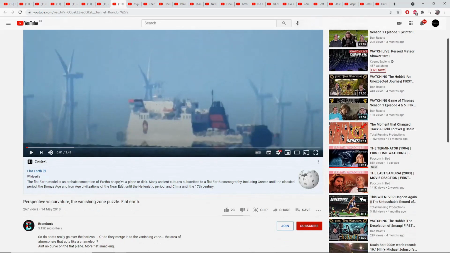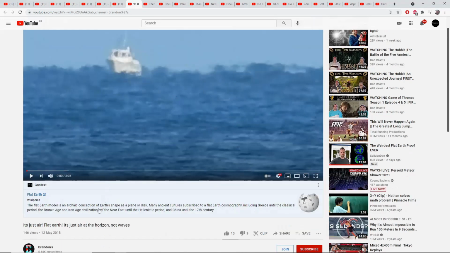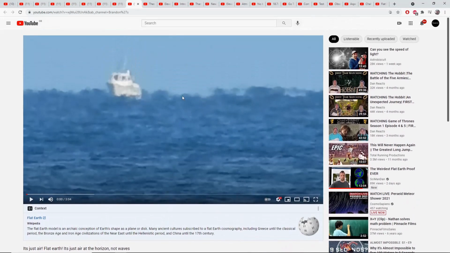Perspective versus curvature, the vanishing zone puzzle. And indeed, it was a puzzle. These boats did appear to go into a vanishing zone of the inferior mirage. It's just air, right? Air at the horizons. And it was. This boat is not going through waves, it's going through air. And it appears that it looks like it's going through the waves, but it's not. And you can see these fake waves, I would call them. And clearly this is evidence of refraction, right? The water's being refracted up.